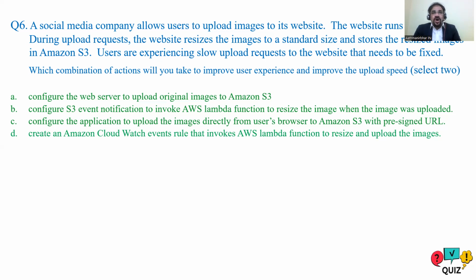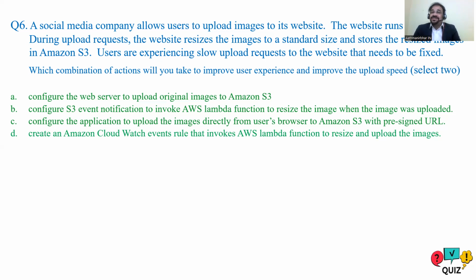Next comes option B. Here, the user uploads the image into the S3 bucket and the S3 bucket will invoke a Lambda function. This Lambda function has code that will resize the image. It makes sense, right? The user is directly uploading the file into the S3 bucket rather than uploading into the web server and from there into S3.